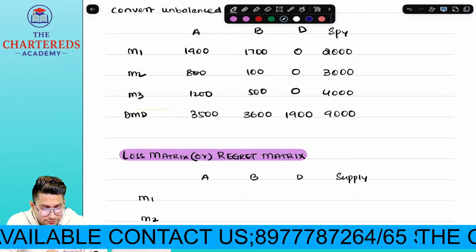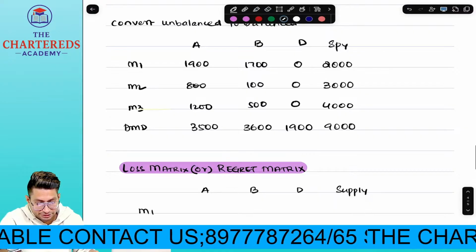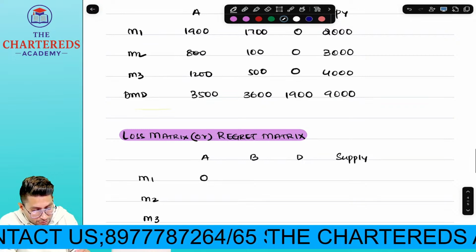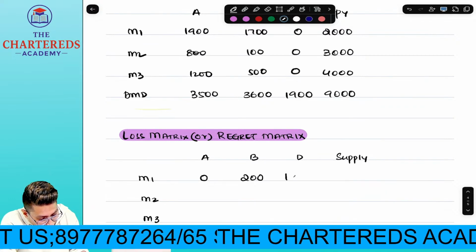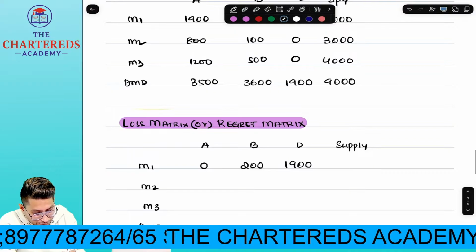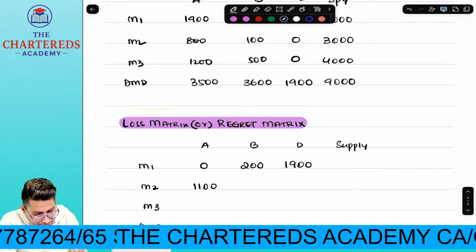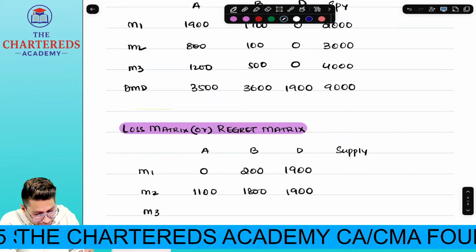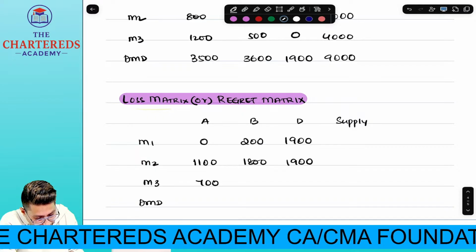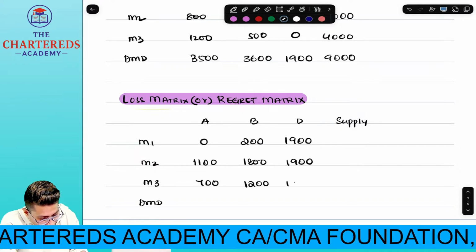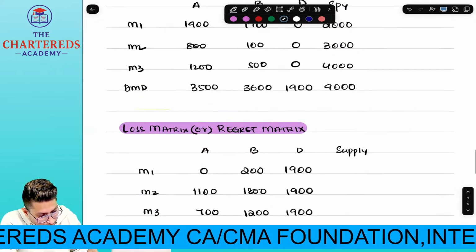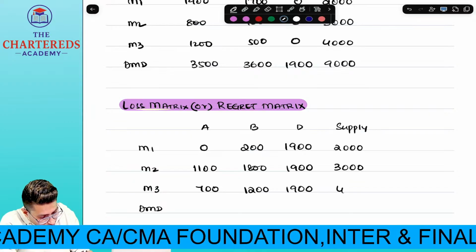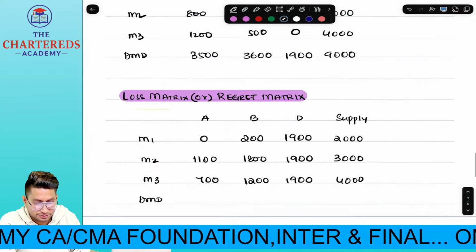Highest number. What is the highest number here? So 1900 minus 1900, 0. Here it will be 200. Here it will be 1900. Here it will be 1100. Here it will be 1800. Here it will be 1900. Here it will be 700, 1200, 1900. And here it will be 2000, 3000, 4000. Correct only, right? Numbers.